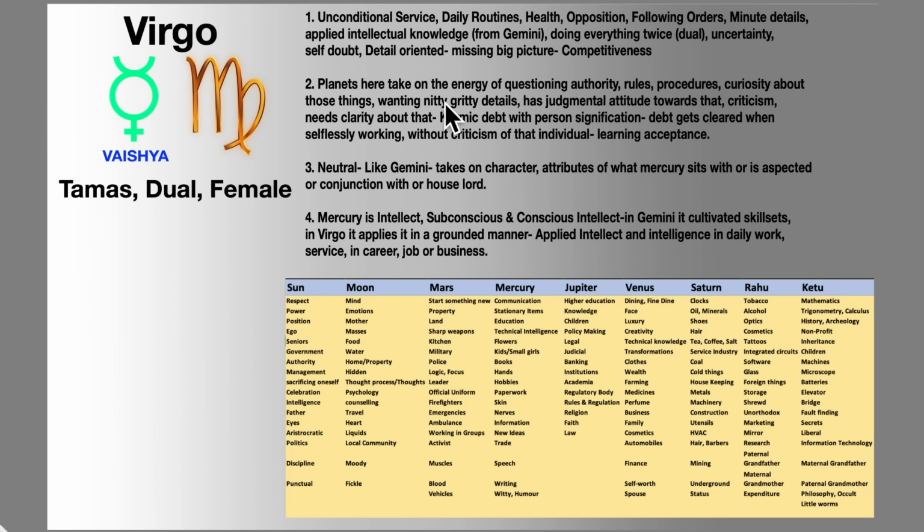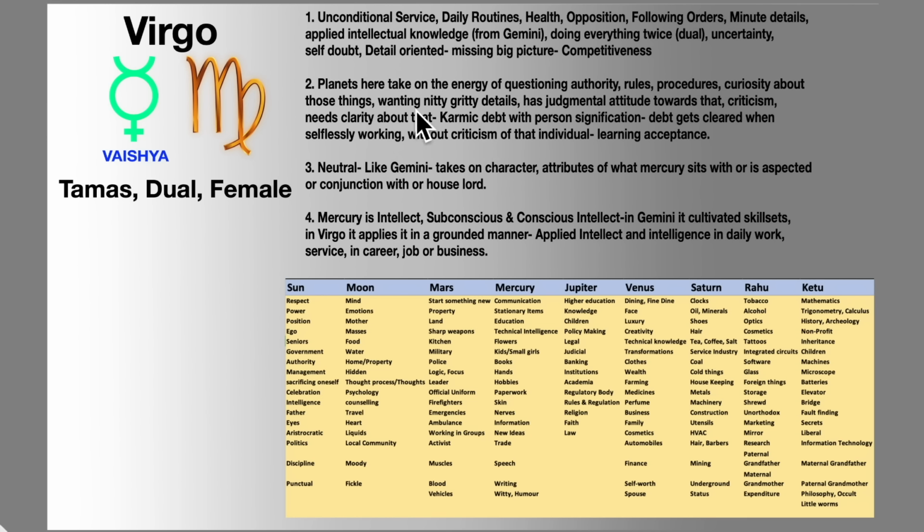For example, Jupiter sitting in Virgo will question the guru, question the teachers. But why this? Why that? Mercury is full of 20 questions. Curiosity about those things, wanting to know all the nitty-gritty details. So, in Gemini as well as in Virgo, more so in Virgo because now it is getting into the real world. It's an earthly sign. It's tamas. It will want to question everything.